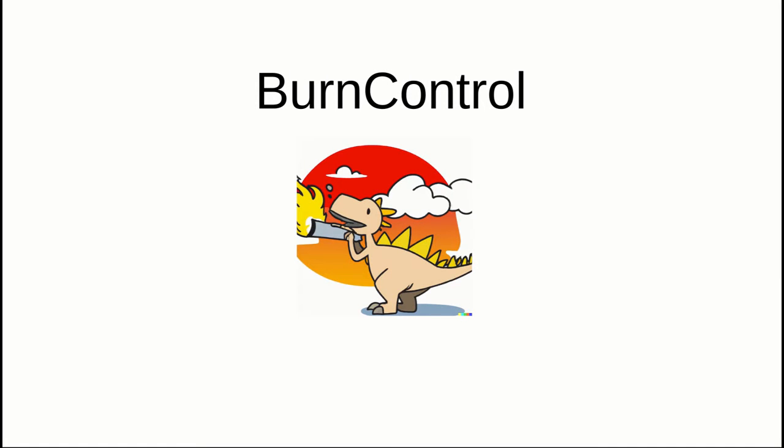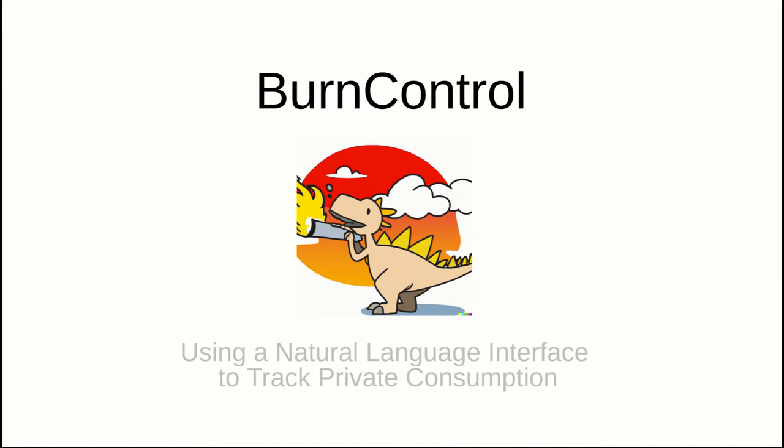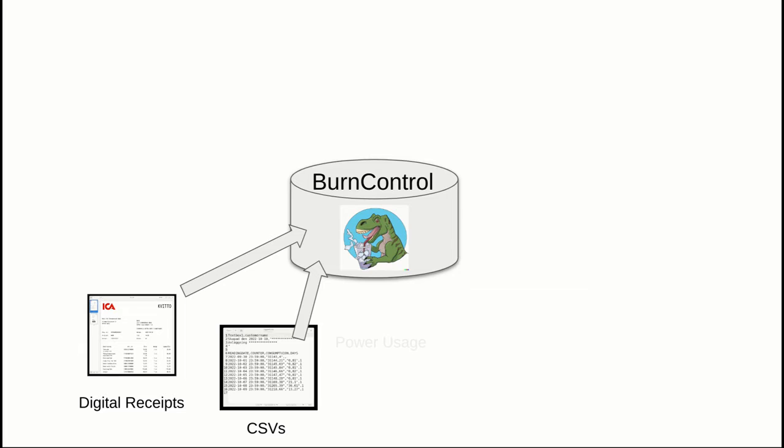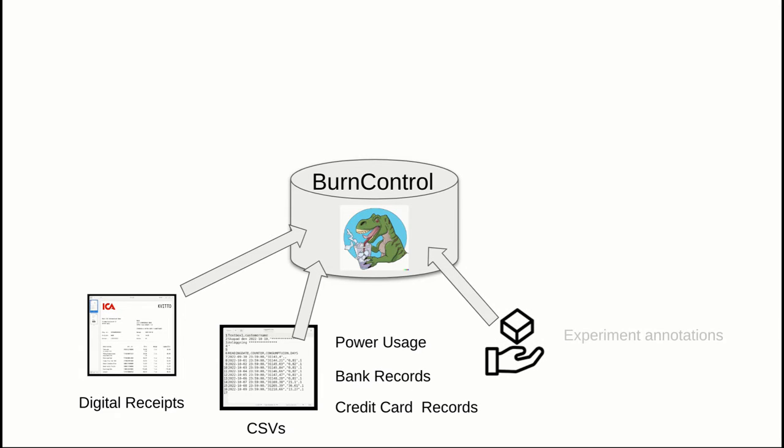Here we introduce BurnControl. BurnControl is a natural language interface to track your private consumption. So BurnControl is primarily a database where you upload your digital receipts. You also upload CSVs, which represent your power usage, your bank records, perhaps your credit card bills. And you also do a bunch of hand editing and hand annotation. This includes filing fuel reports and also tracking remedies, ways you're going to improve.